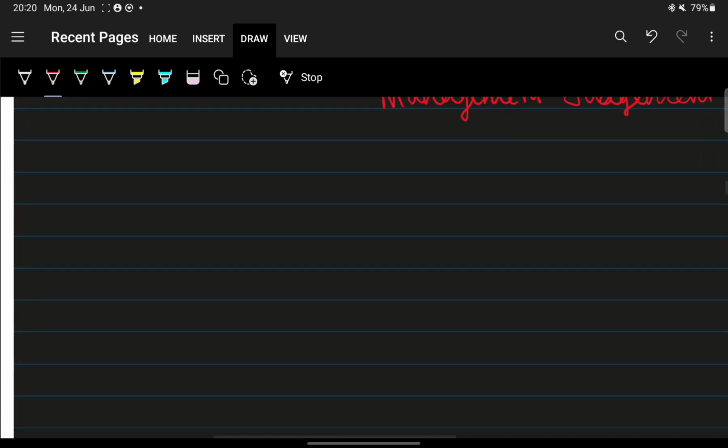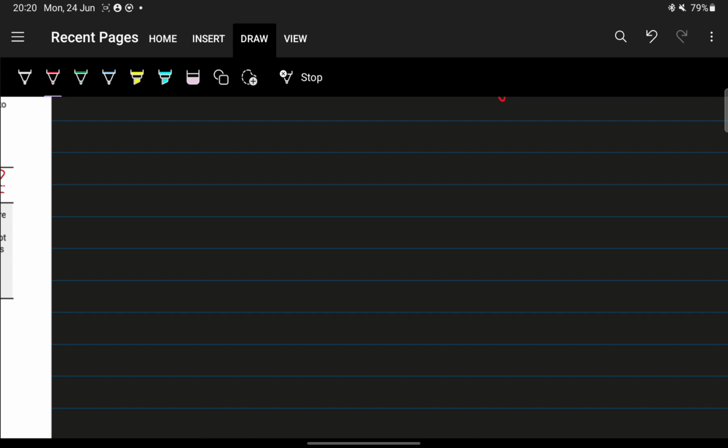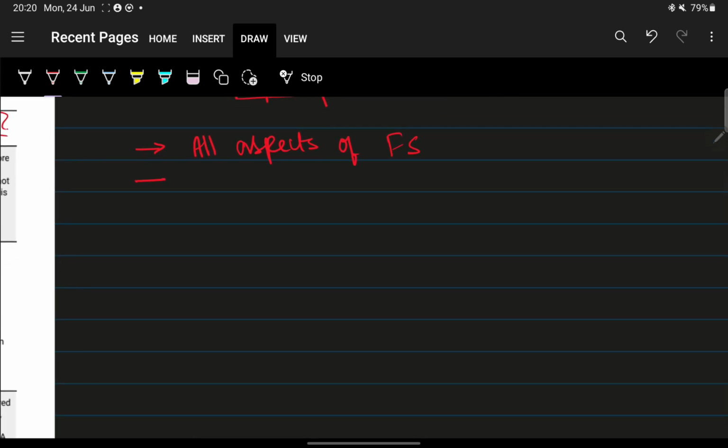So here, what is the scope of audit? What is in the scope of audit? Firstly, it covers all aspects of the financial statements. Okay, next, what else does it cover? What else is within the scope of audit? It is to ensure reliability and sufficiency.